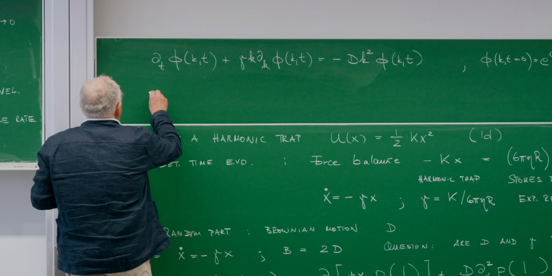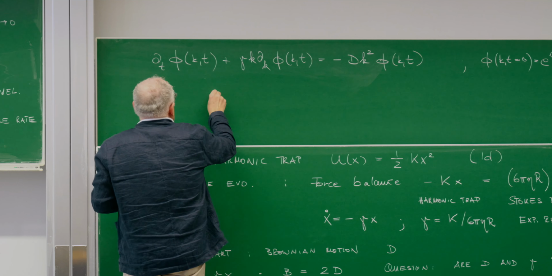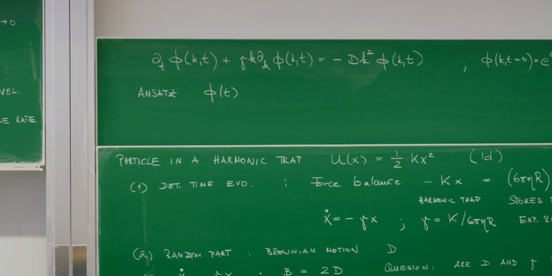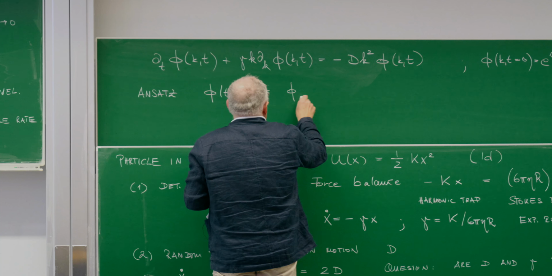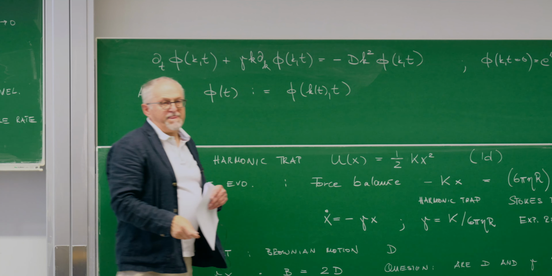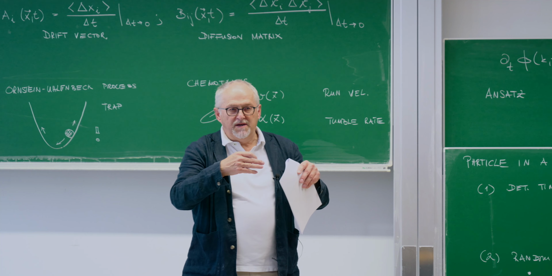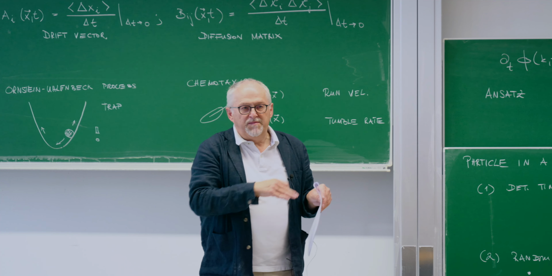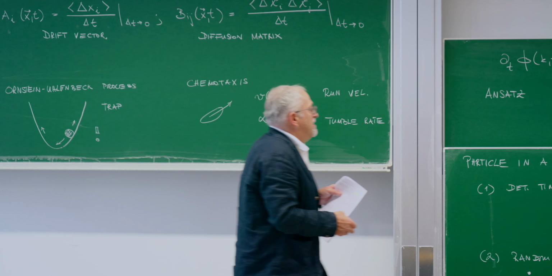So let's make an ansatz. Namely, I define a function φ of t. I know I should introduce another symbol, but let's use the same symbol. And I define that to be φ of k of t and t. Okay, so instead of solving the equation for k and t, I take t as a parameter and then try to span the solution manifold by going along one axis in t, and the other axis is then k of t.